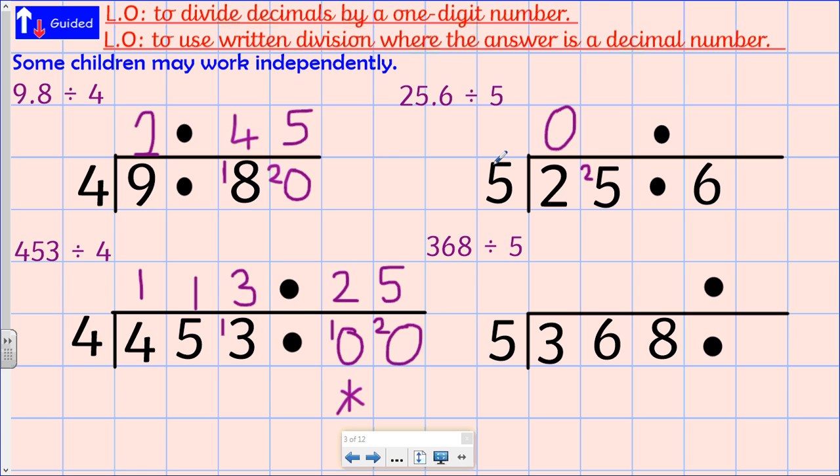So we're now saying what's 25 divided by 5, times table facts again. 5 times 5 is 25. There's no remainder to think about here, but we haven't finished because I've still got the 6 from my number. We were doing 25.6, look. So I've still got a 6 here. So how many lots of 5 are in 6? Well, 5 times 1 is 5, isn't it? 5 times 2 is 10. It's too big.